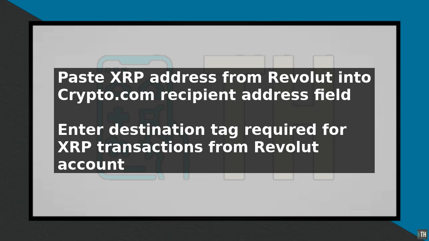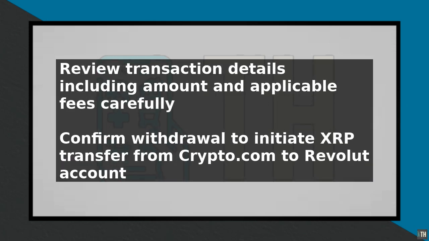After entering the recipient address and destination tag, review the transaction details, including the amount and any applicable fees. If everything is correct, confirm the withdrawal to initiate the transfer. The XRP transfer from Crypto.com to Revolut will be processed on the blockchain, and the funds will be available in your Revolut account once the transaction is confirmed. This process typically takes a few minutes, depending on the network congestion and the number of confirmations required by Revolut.